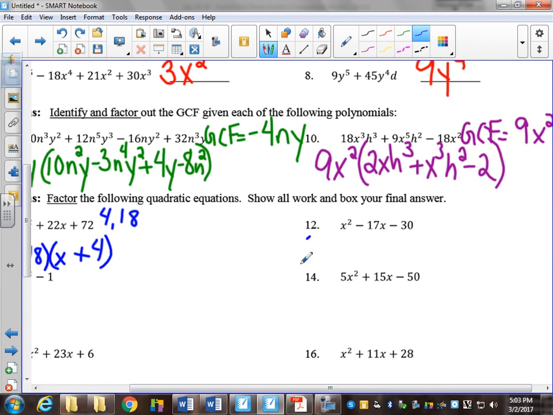X squared minus 17x minus 30. Two numbers that multiply to 30 and might add to 17. I would say 2 and 15. We have a negative C term and a negative B term. So if we have a negative C term, the signs have to be opposite. But if the signs are opposite in any way, we can't get to negative 17. This one is not factorable.